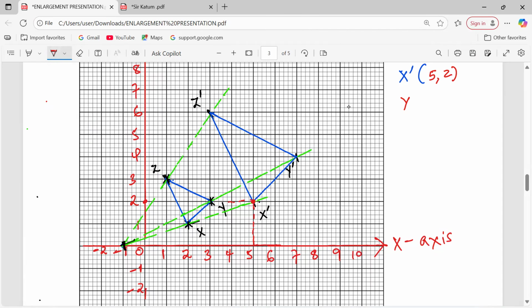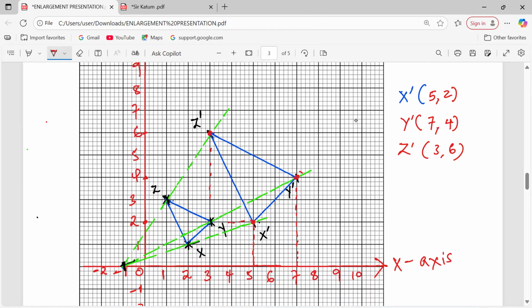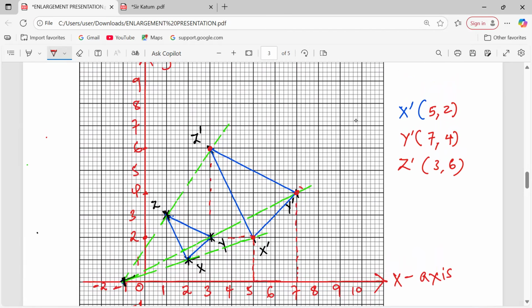Then for Y prime, go where Y prime is, this point. Vertically below that, we are having 7. Then horizontally, you discover that there is a 4 on the y-axis. And finally, for Z, you go where Z is, which is here. Exactly below that, vertically below that, we are having 3. Then horizontally, we are having a 6. So this is how we state the coordinates at the enlargement.